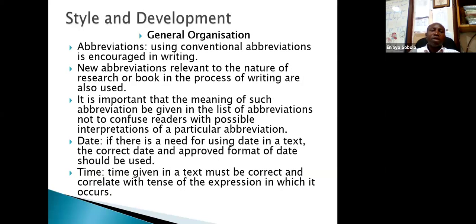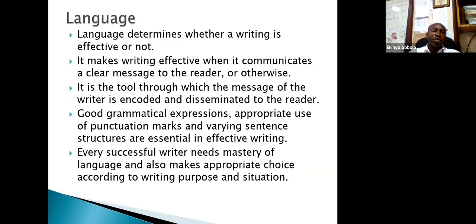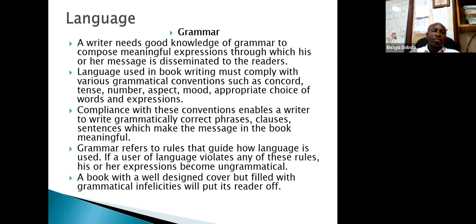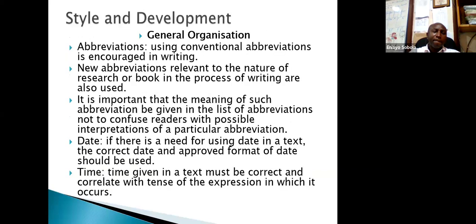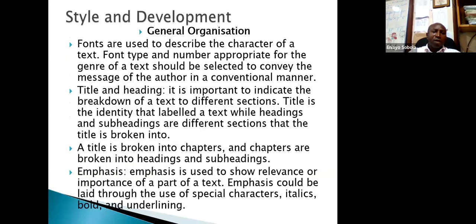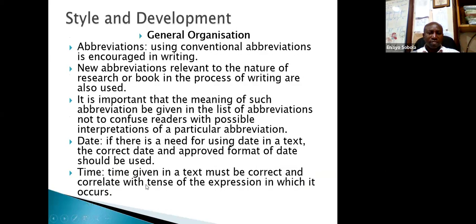So that's about the style and organization of the texts. Any question on that? On their organization, any question on that?